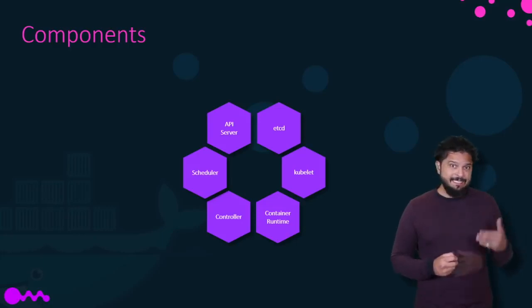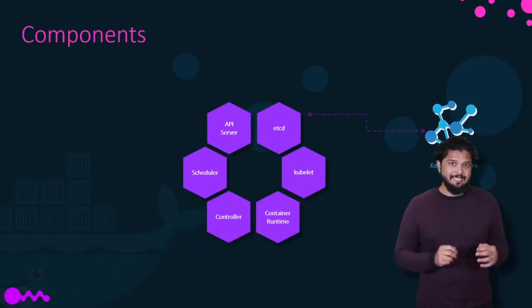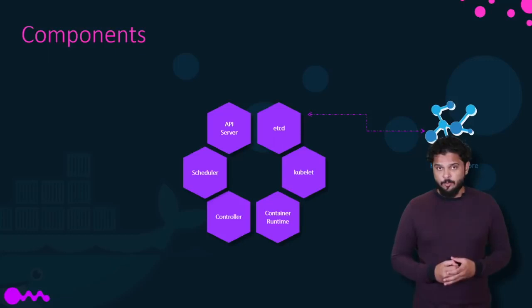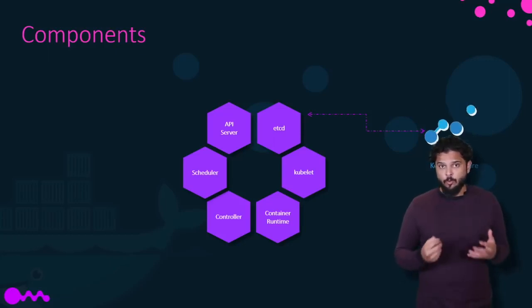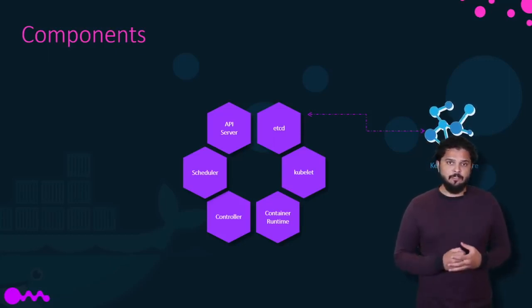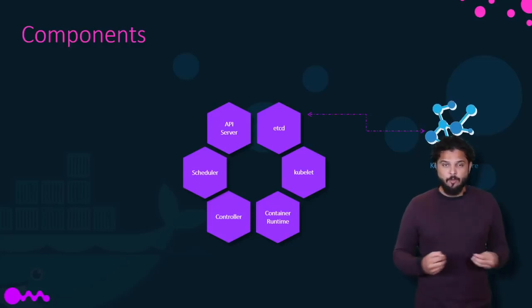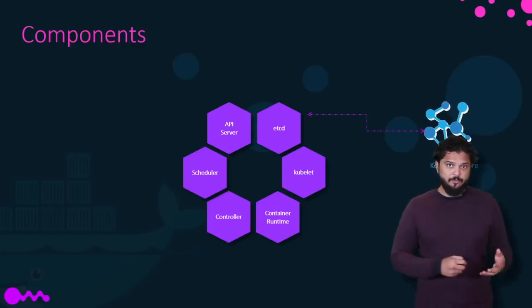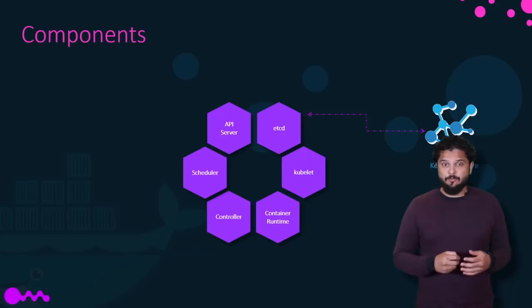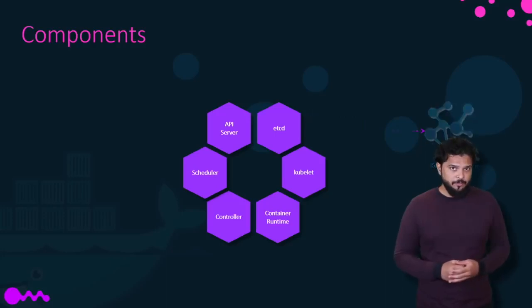Next is the etcd key value store. The etcd is a distributed reliable key value store used by Kubernetes to store all data used to manage the cluster. Think of it this way. When you have multiple nodes and multiple masters in your cluster, etcd stores all that information on all the nodes in the cluster in a distributed manner. etcd is responsible for implementing locks within the cluster to ensure there are no conflicts between the masters.